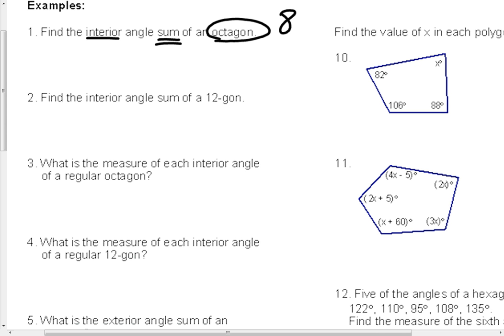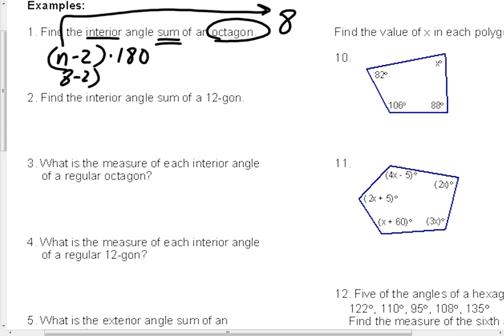We had a formula that went along with interior. What was that formula? What did the N stand for? Well, we've got that. 8 minus 2 times 180, 6 times 180, and what is that? When you write your answer, make sure you're giving me a unit. Those are degrees, so you should have a degree symbol there. All we're doing is totaling up every single interior angle, and it turns out to be 1,080 degrees.